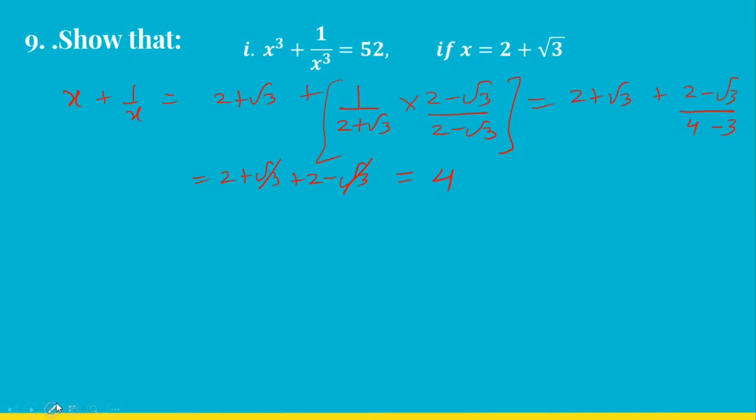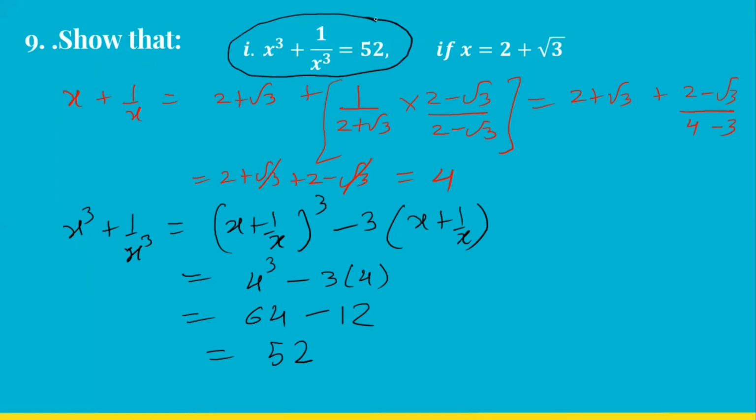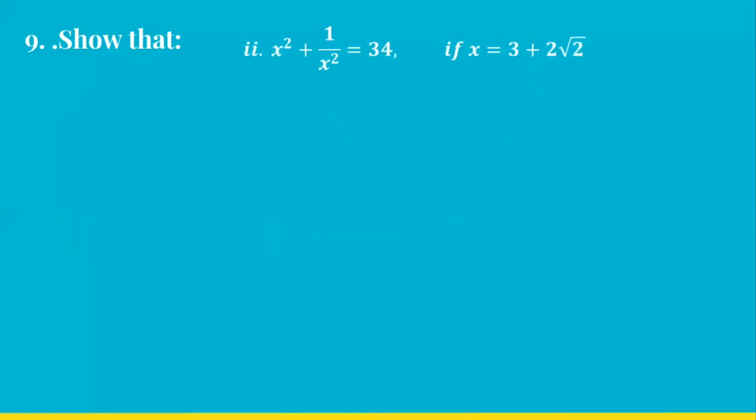Okay, now let us find the value of x cube plus 1 upon x cube. We know the identity, it is x plus 1 upon x the whole cube minus 3 in bracket x plus 1 upon x. Now x plus 1 upon x value is 4, so 4 cube minus 3 multiplied by 4. 4 cube is 64 and 3 multiplied by 4 is 12. 64 minus 12, we get 52. Thus, we have proved that x cube plus 1 upon x cube is equal to 52. Got it? Let's move on to the next question.